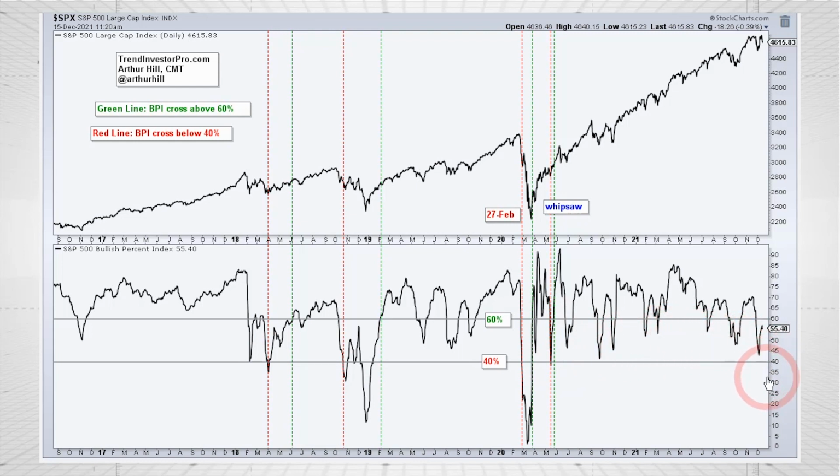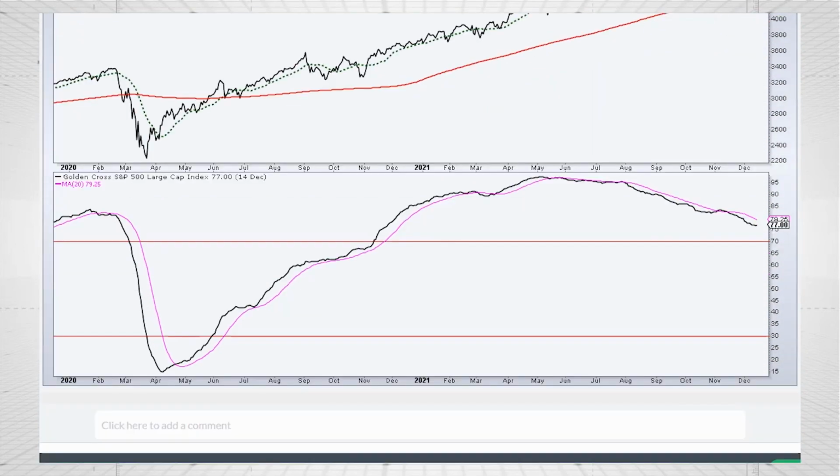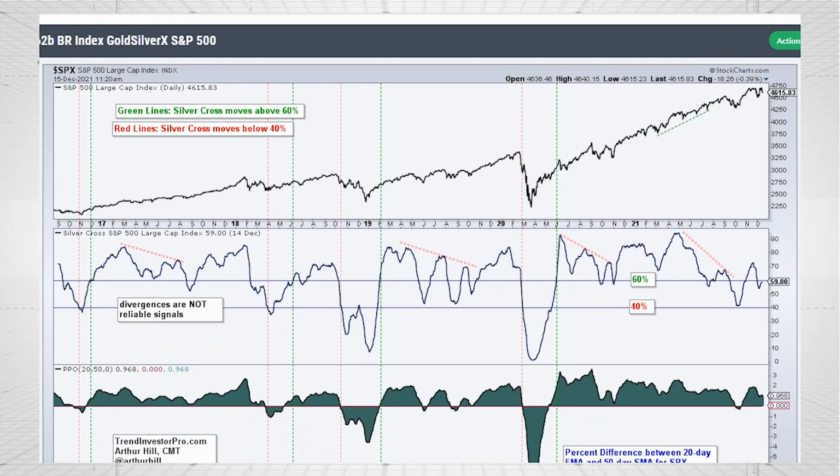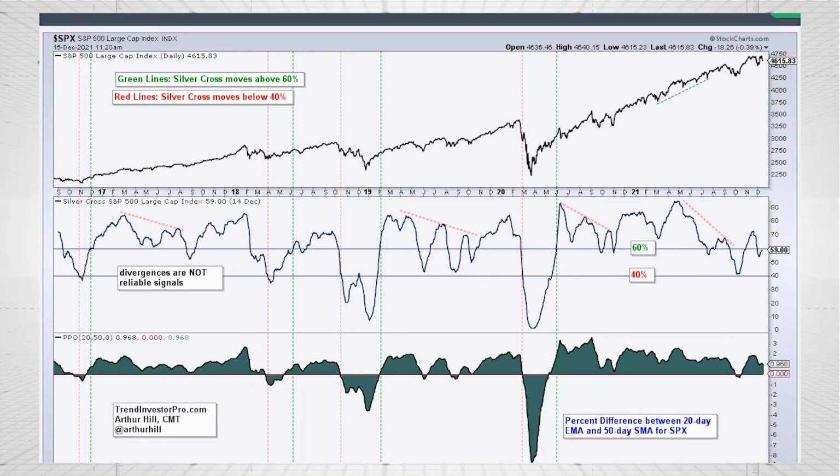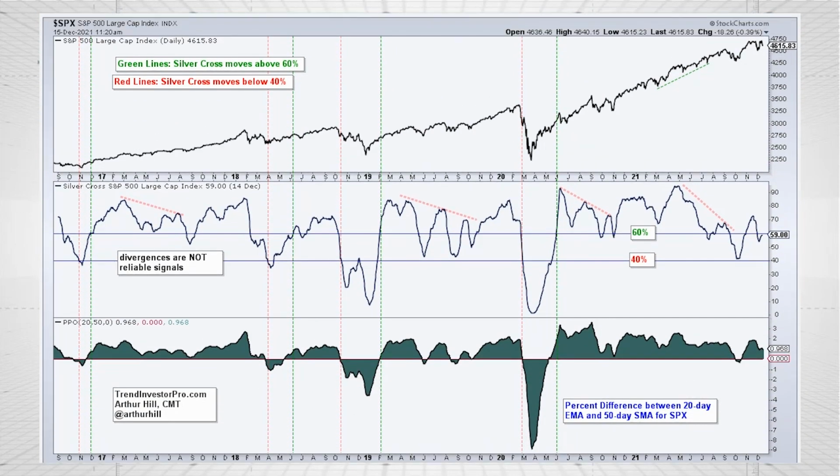And that's the second indicator I'm watching. And then the third one is the percentage of stocks with a silver cross. And a silver cross is when the 20-day EMA crosses above the 50-day EMA. And so the more stocks with a bullish silver cross, the better. And this indicator is from Decision Point.